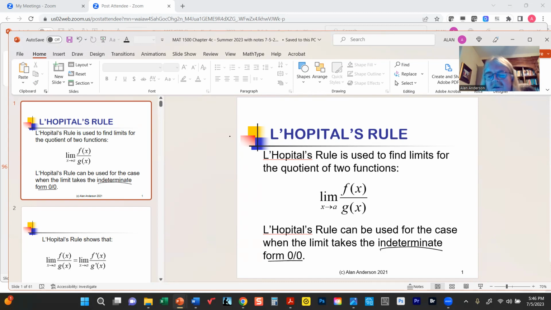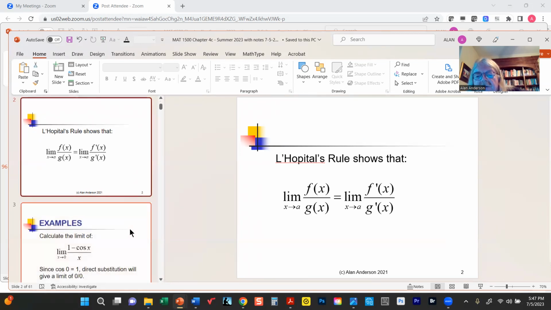Now, by the way, there's more than one of these indeterminate forms. You can have something like 0 over infinity, or infinity over 0, or infinity over infinity. They're all going to be treated differently. What L'Hopital is saying to us is this. If this is the result of direct substitution, you can still find your limit by doing the following. All you have to do is take the derivative of the numerator and the denominator, and you should be able to find your limit.